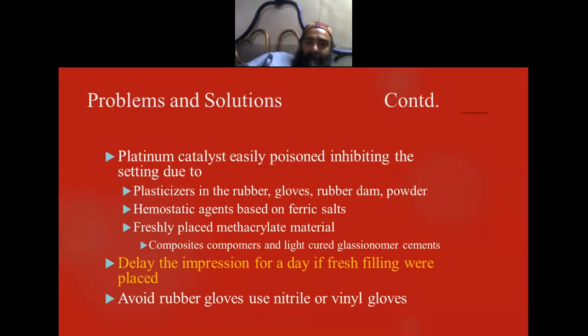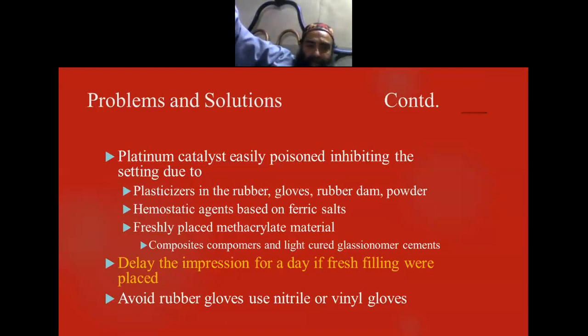Now, the platinum catalyst is easily poisoned and it inhibits the setting due to these factors: plasticizers in the rubber gloves, rubber dam, and powder, hemostatic agents based on ferric salts, freshly placed methacrylate materials, composite compromise and light cured glass ionomer cements. These also have methacrylate material.